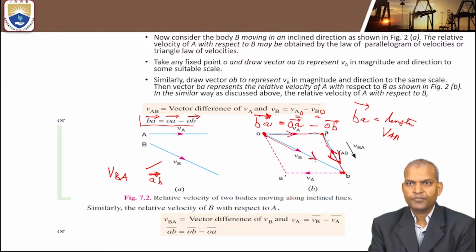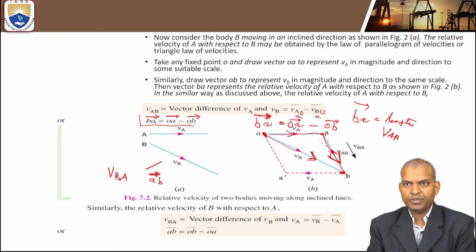Why not the direction B to O? No, B to O represents the velocity of O with respect to B. So this OB means the velocity of B with respect to O. From where should the direction be? From O to B. So OA minus OB, then what is the direction? From point B to point A.